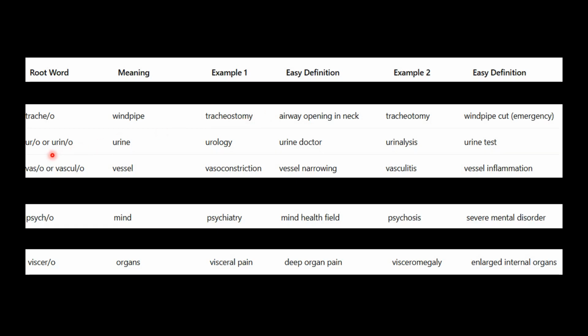Next we have uro or urino. That means urine. So if something is related to urine, then the terminology would contain the root word uro or urino. Example, urology. If it is a urologist, you can say that it is a urine doctor, and if it is urology, that means it is the study of urine. Urology is also a department where treatment is provided for urine related diseases.